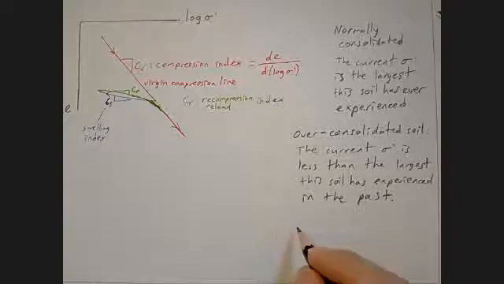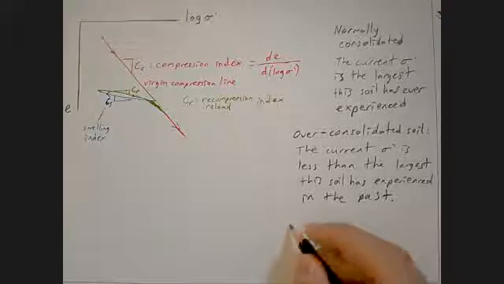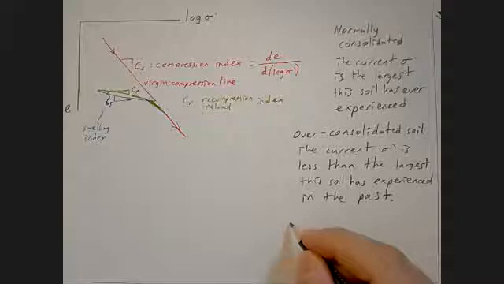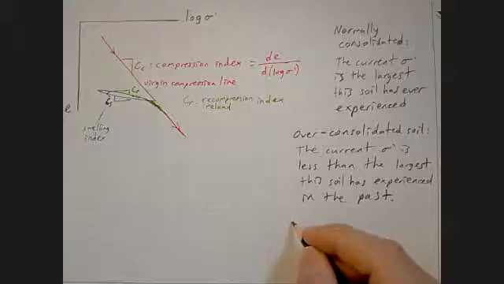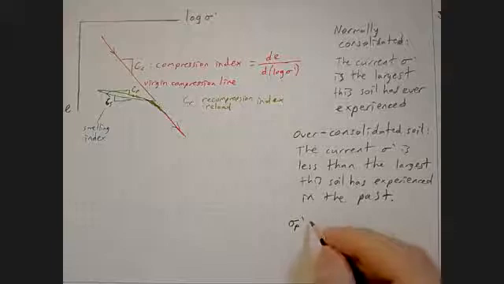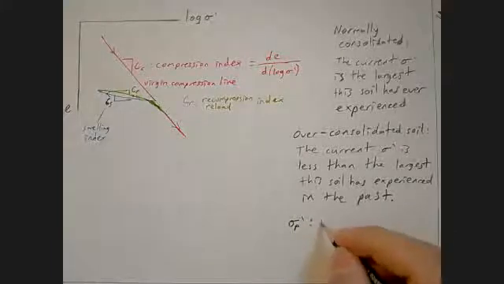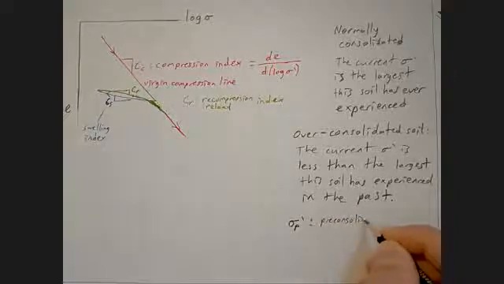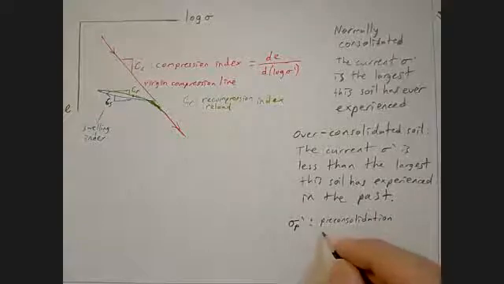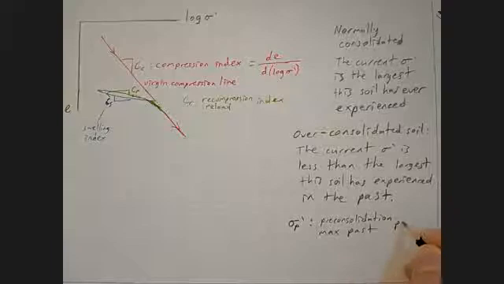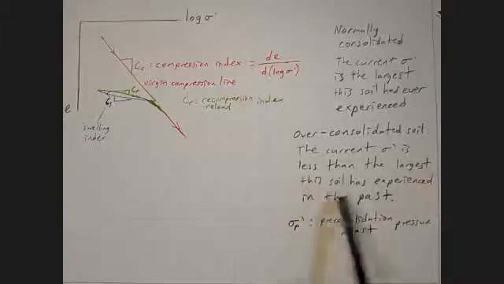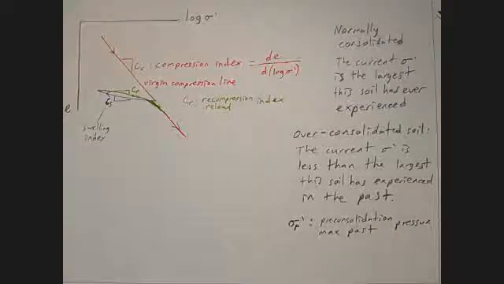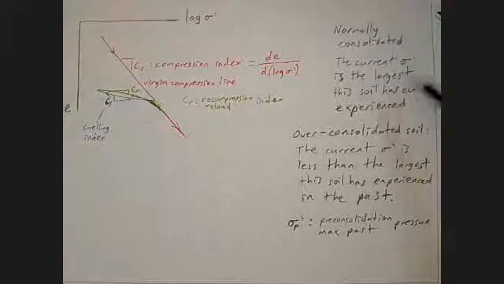And we also define a maximum past pressure or pre-consolidation pressure as sigma p. Pre-consolidation or maximum past pressure or stress. And it is that largest this soil has experienced in the past. And it can be now. If it is the normally consolidated version, it is now.